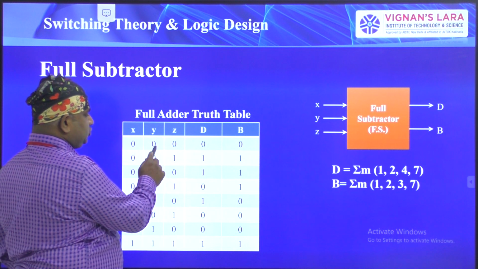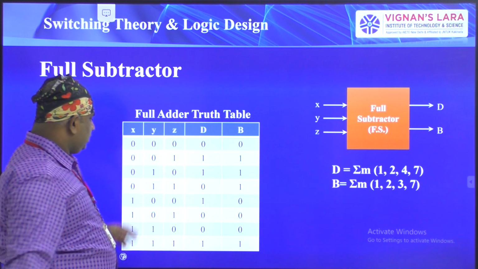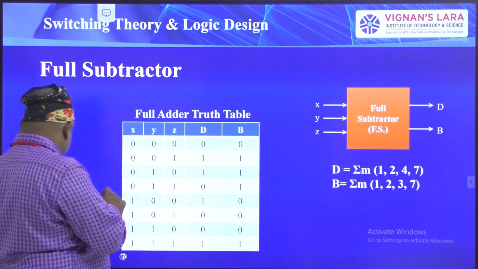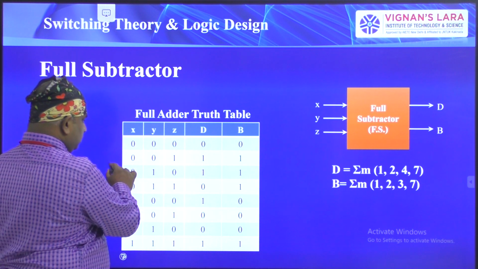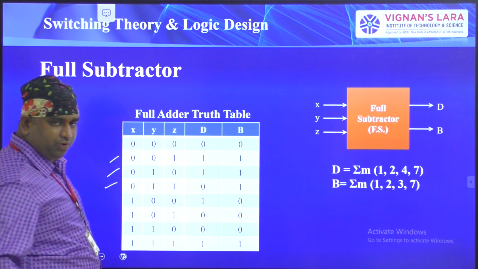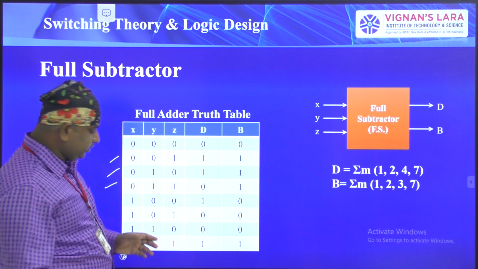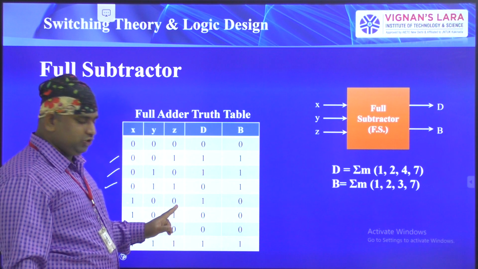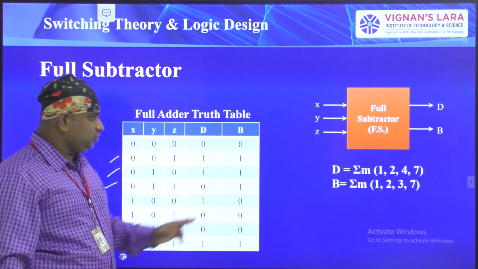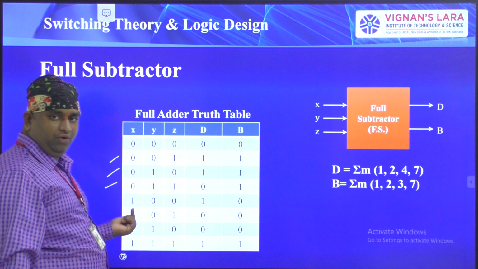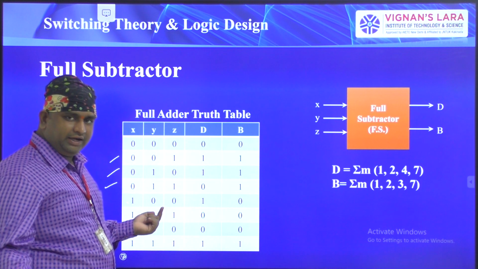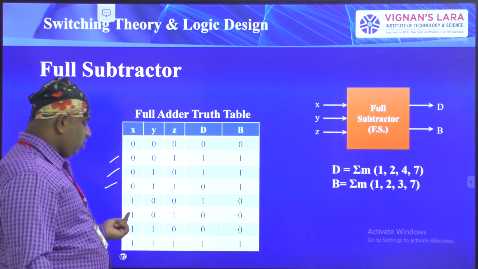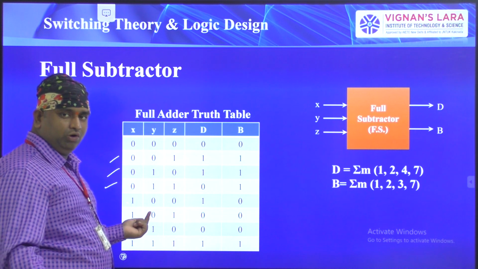So 0 minus 0 minus 0, 0, 0. Next, this case. We will see this case after discussing these four cases. 1 minus 0, 1. So difference is 1, borrow is 0. So here 1 minus 0 minus 0. The resultant is 1 and there is no borrow. 1 minus 0, that is equal to 1.